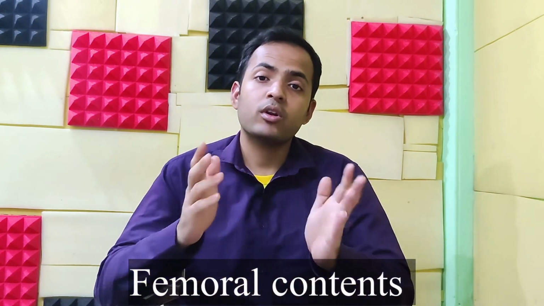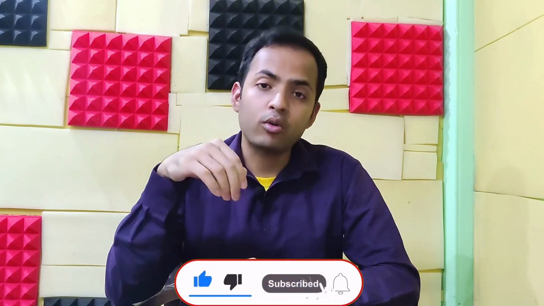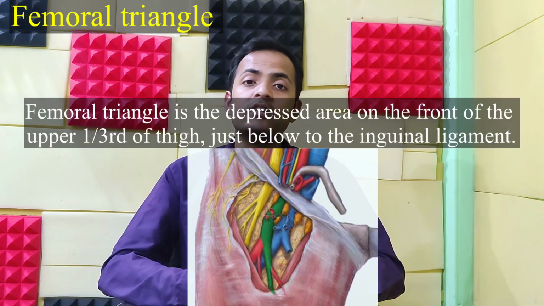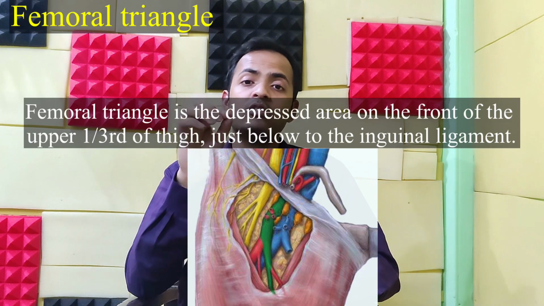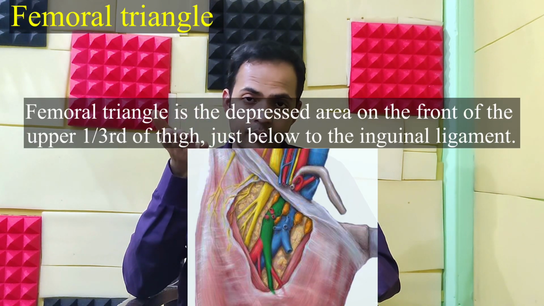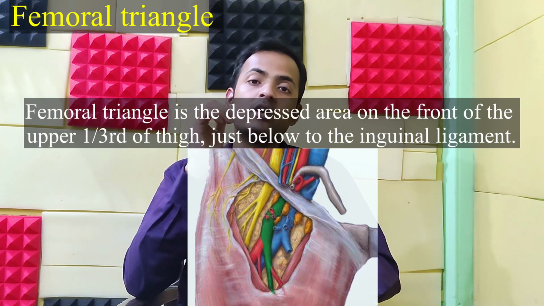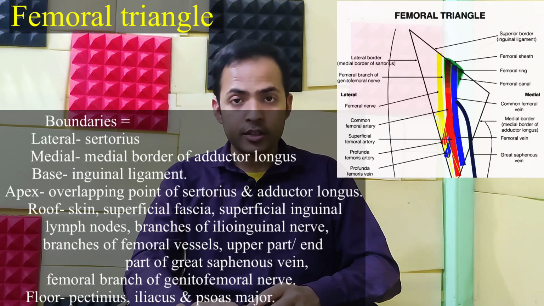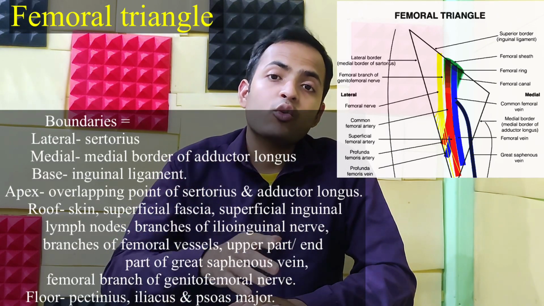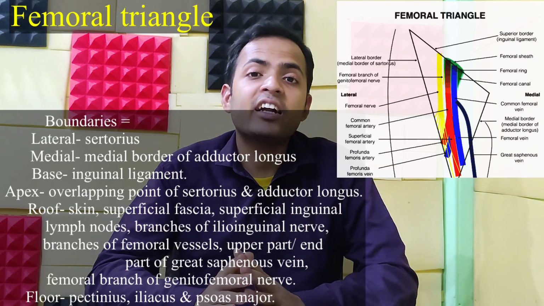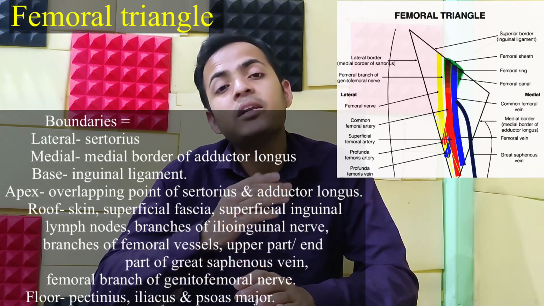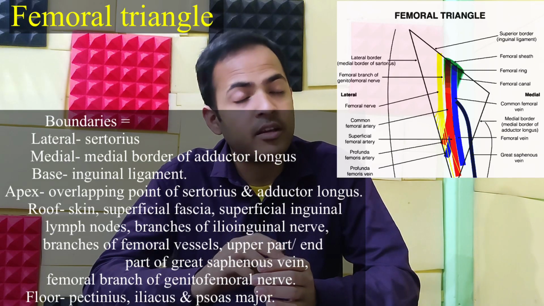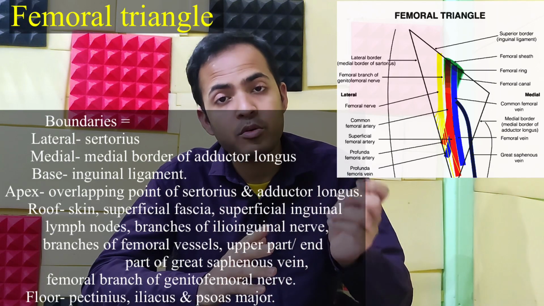Now I'm going to talk about our femoral components. Femoral means the area near the femur bone, which is a part of our lower limb. Okay. Now, first of all, in this component, I'm going to talk about the femoral triangle. Femoral triangle is a depressed area on the front of the upper 1/3 of the thigh, as you can see in this photo, just below the inguinal ligament. Now you have to know about the boundary. Laterally bounded by the sartorius muscle, and medially it is bounded by the adductor longus muscle. Specifically the medial border of the adductor longus.